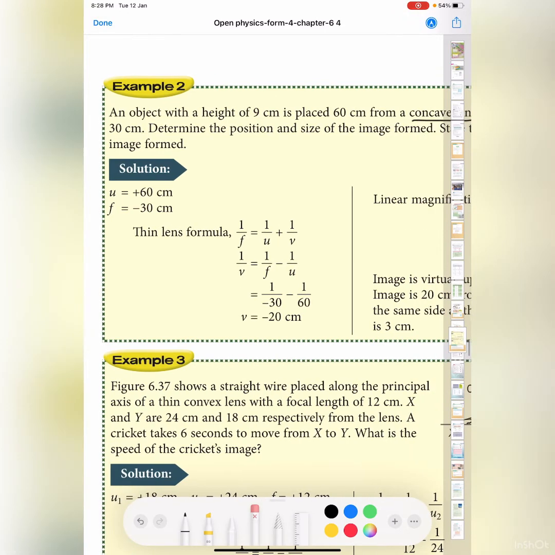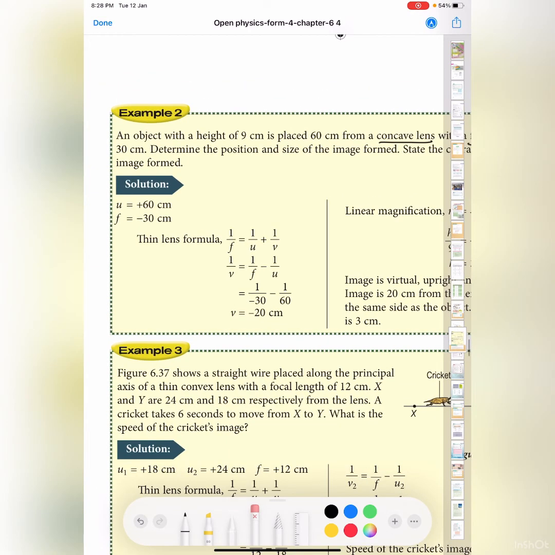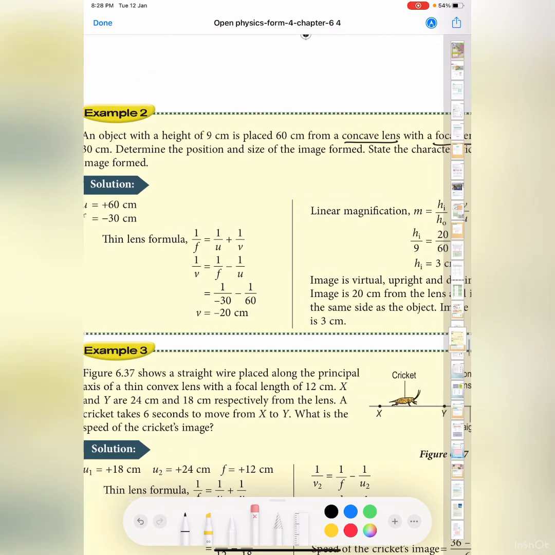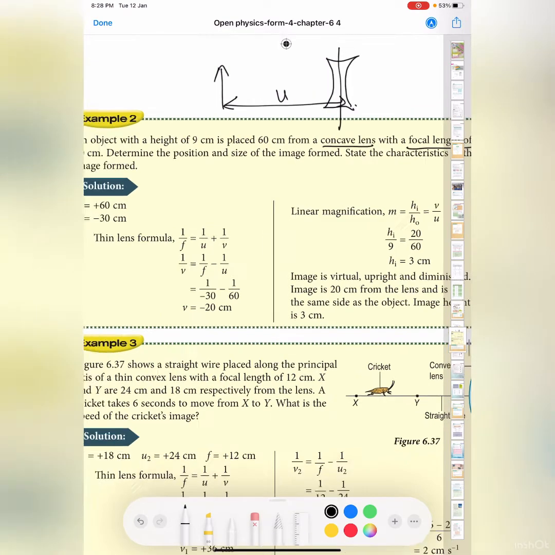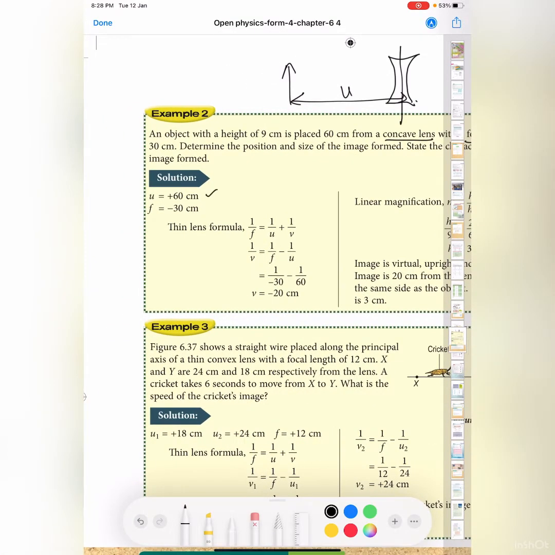Why is it 60 cm? Because it's stated in the example that an object with a height of 9 cm is placed 60 cm from a concave lens. If you put it in your drawing, the concave lens has to be curved inwards like this, and the object is placed 60 cm from the concave lens. Immediately we know that is your object distance, that's why u is 60 cm.